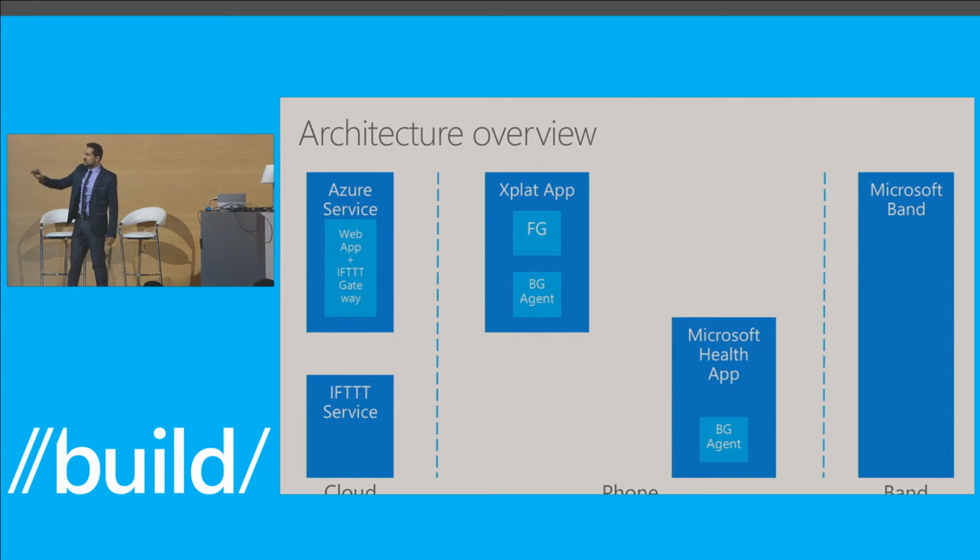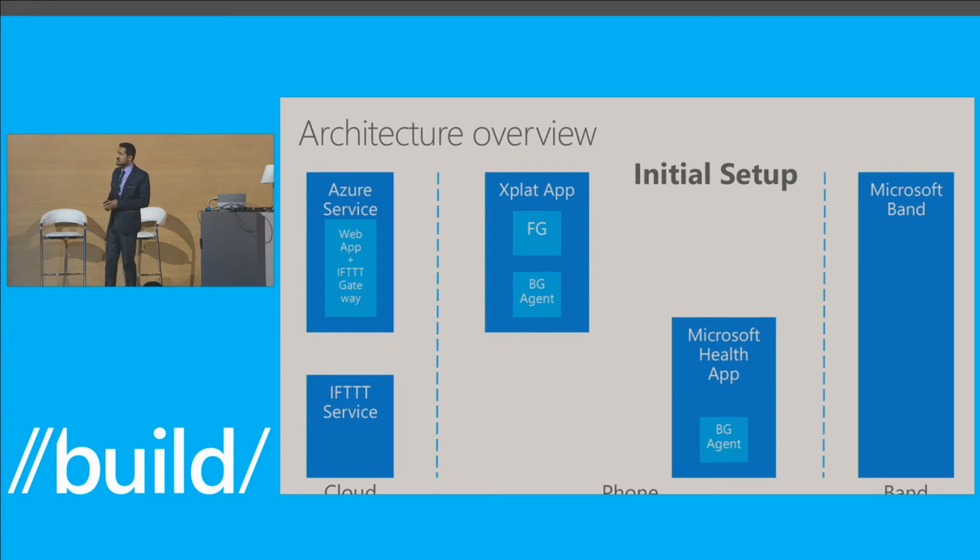So let's talk about the app on the phone. There's always the Microsoft Health app running on the phone, which has its own background communication with the Microsoft Band. You will write a cross-platform application using Xamarin. That's your application that is communicating with IFTTT through your own Azure service. And that Azure service talks to the IFTTT service to manage the communication. So let's quickly see how the data flow works.